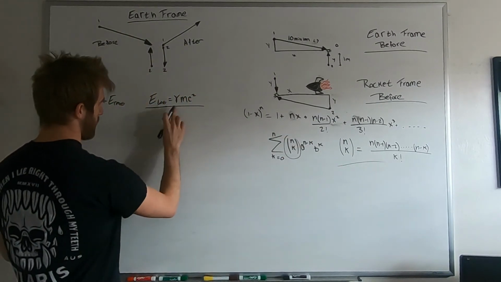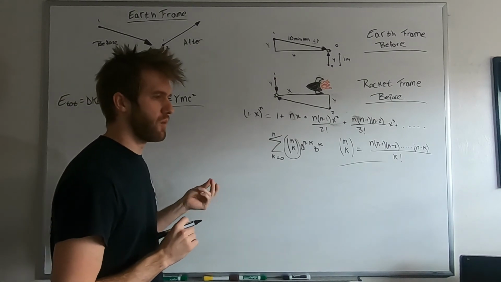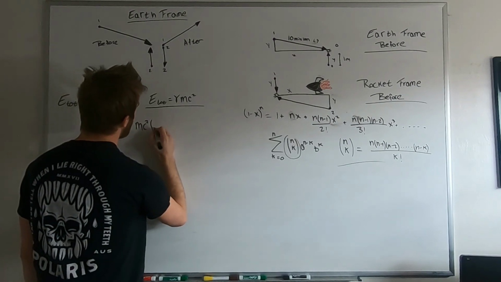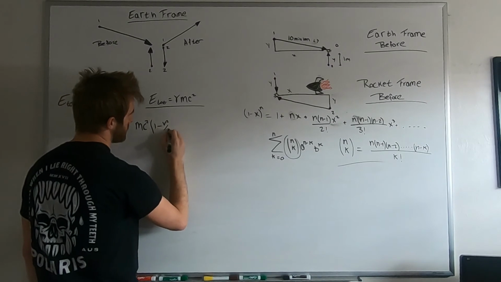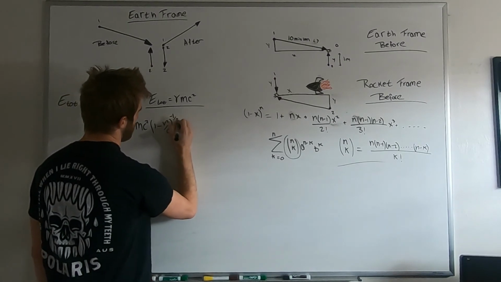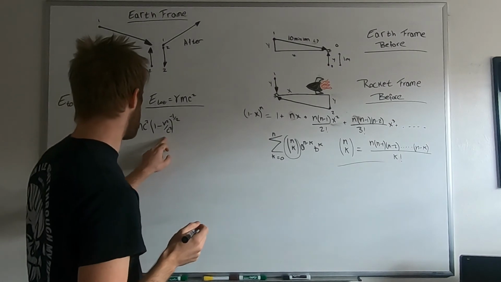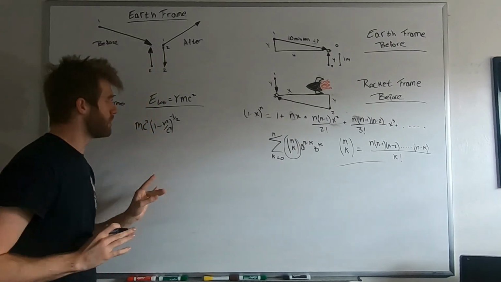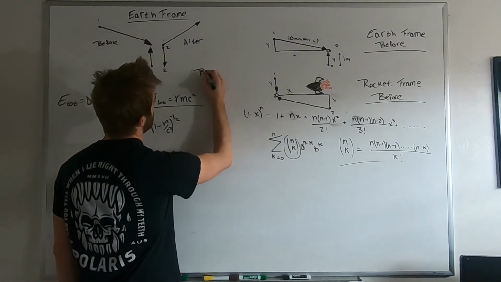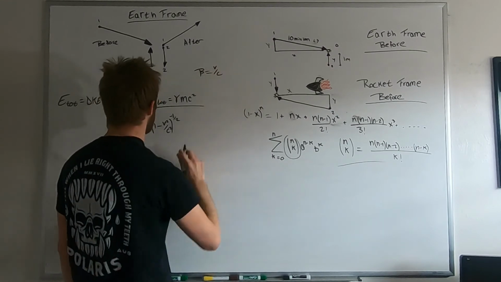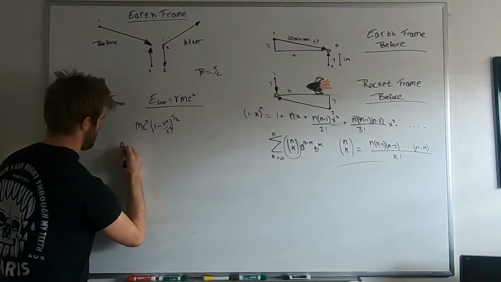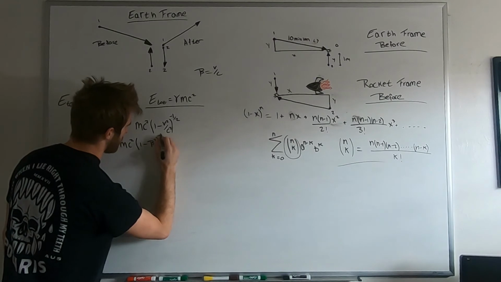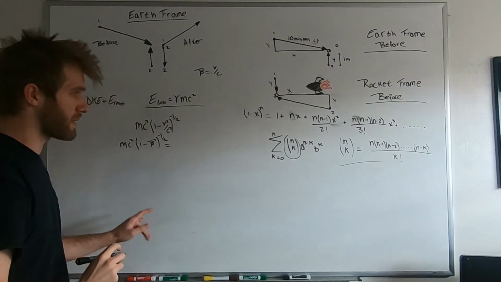Now, we know that gamma is just 1 over the square root of 1 minus v squared over c squared. So we can write mc squared times 1 minus v squared over c squared, raised to the negative 1/2. And let's simplify this even further so we don't have to deal with this annoying fraction. We're just going to have beta equals v over c. So we can rewrite this as mc squared times 1 minus beta squared to the negative 1/2. All right, now we can expand it fairly easily.